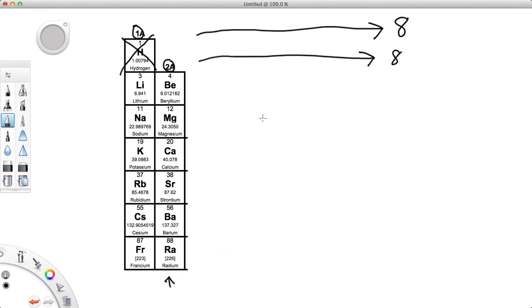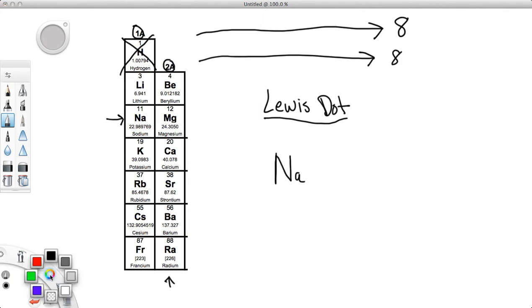So having said that, let's take a look at the Lewis dot diagrams. A Lewis dot diagram shows the symbol of the element and then draws how many valence electrons it has. For example, I'm going to use sodium. Sodium is in group 1A, so it has 1 valence electron. So this is the Lewis dot diagram of sodium. And lithium is the exact same, except it's Li instead of Na, and it has 1 valence electron.